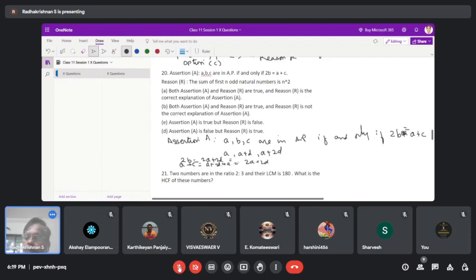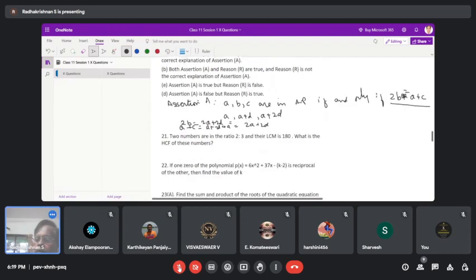So you see that if three numbers are in AP, 2B is equal to A plus C. The converse is also true. If 2B equals A plus C, then A, B, C will be in AP. So therefore, assertion A is true.